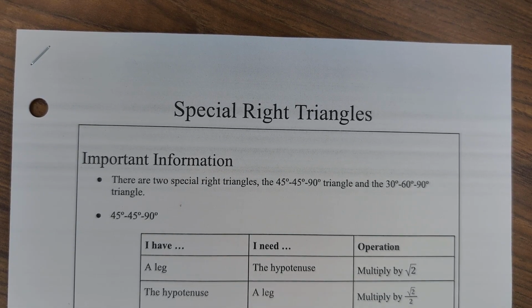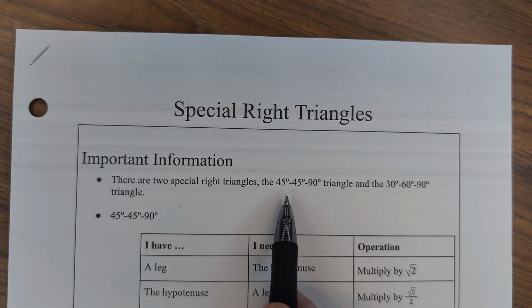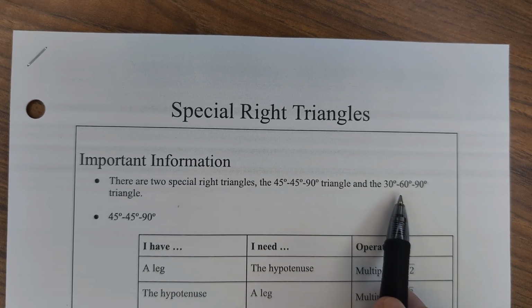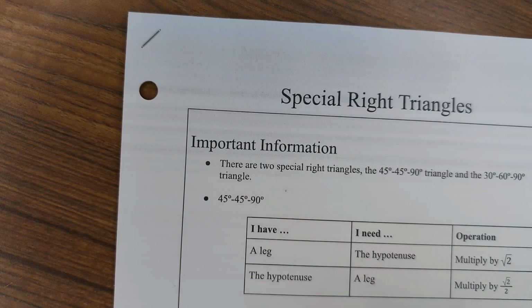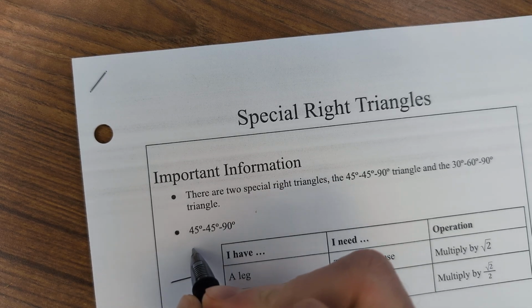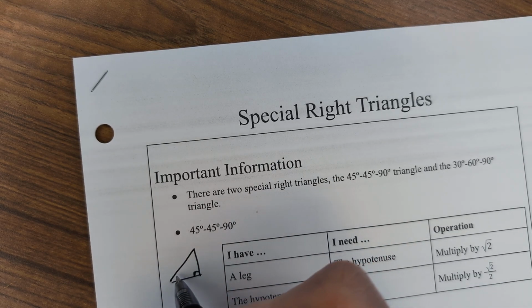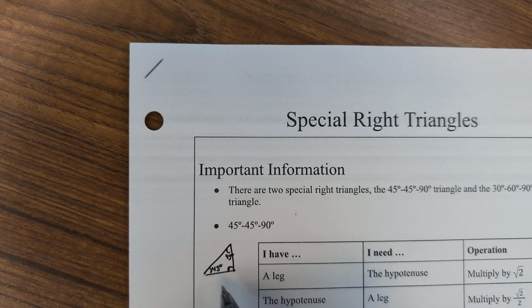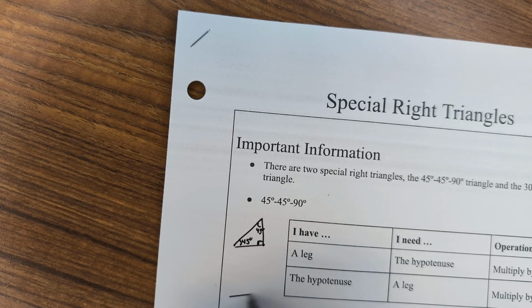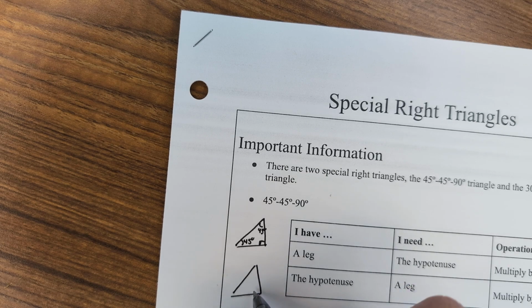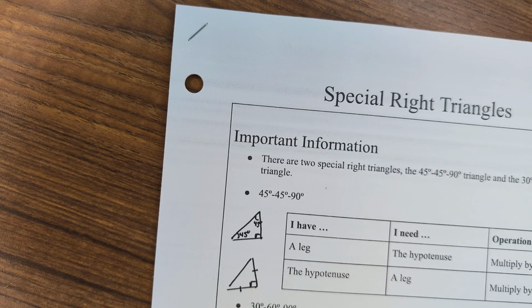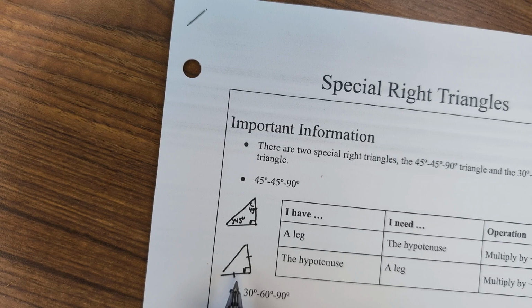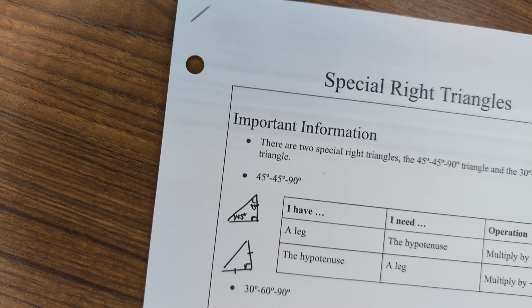All right, we have notes for special right triangles. So there are two types of special right triangles, the 45, 45, 90 and the 30, 60, 90. So 45, 45, 90 is usually shown one of two ways. So either with our angles labeled, or because these angles are the same, this is an isosceles triangle, which means that you could also just show it with congruency on the sides. So because that implies that the angles are 45s.